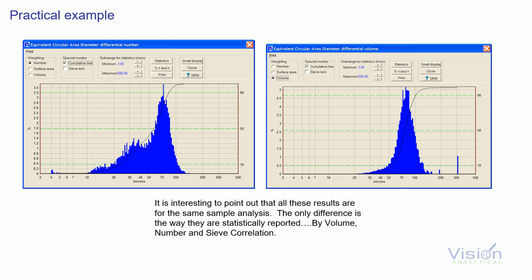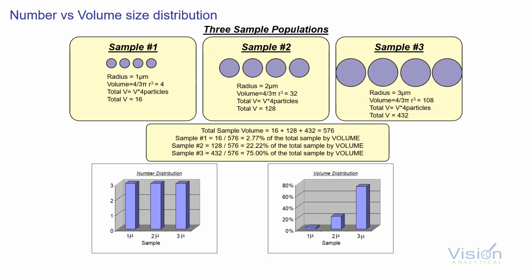The graph on the right is a volume weighted distribution. To explain the difference between a number weighted distribution and a volume weighted distribution, here's a graphic that I created many years ago to help. If we use three different samples, sample 1, sample 2, and sample 3, each sample is going to have four particles. Right? So sample 1 has 4 particles, sample 2 has 4 particles, and sample 3 has 4 particles.